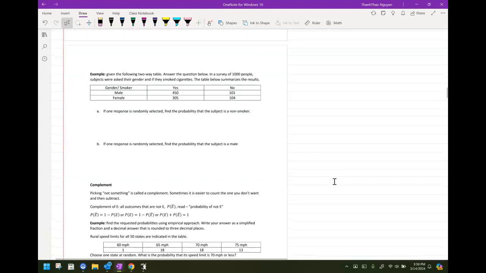In the next case, given the following two-way table, answer the questions below. In a survey of 1,000 people, subjects are asked for their gender and if they smoke cigarettes. The table below summarizes the results. If one response is randomly selected, find the probability that the subject is a non-smoker. How many non-smokers do we have? The non-smokers in total are 205 out of 1,000 people. So the probability of a non-smoker is equal to 205 out of 1,000.